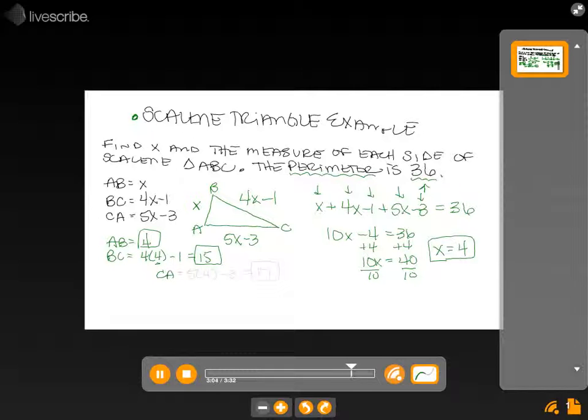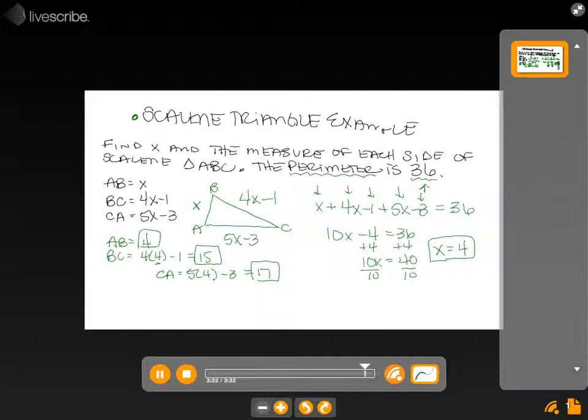So far so good, we have two different answers. Last one, CA, is 5 times 4 minus 3. Well, 5 times 4 is 20, minus 3 is 17. So we're good. We do have a scalene triangle. All three sides are a different length, and we found the variable, and so we've answered the question.